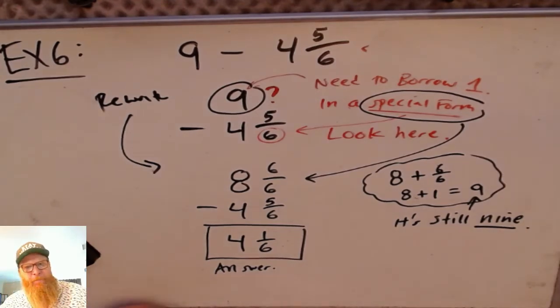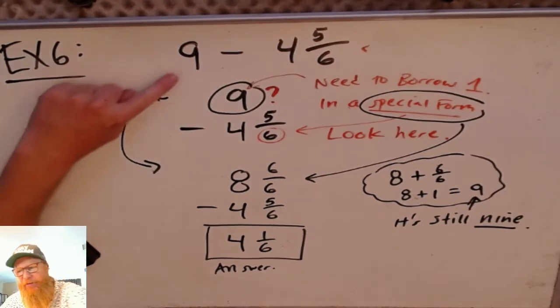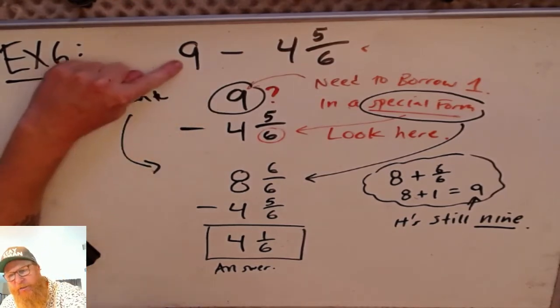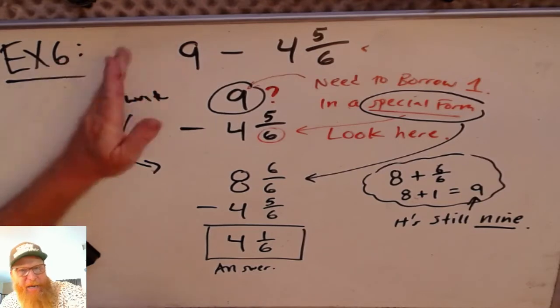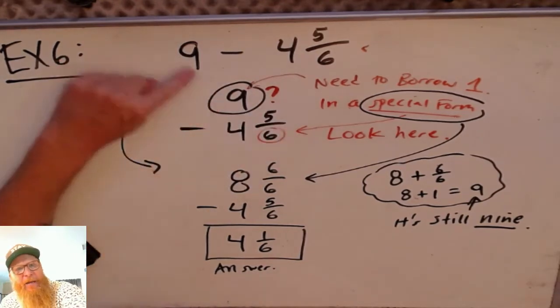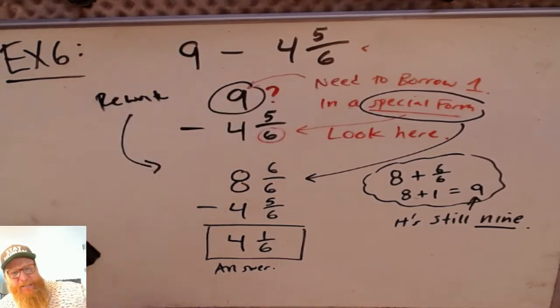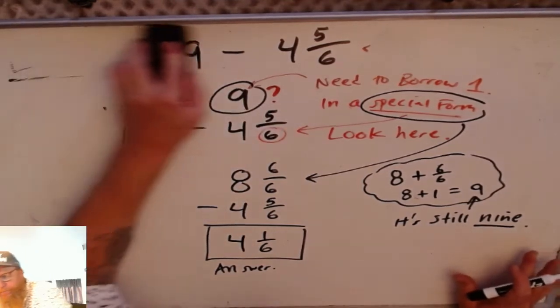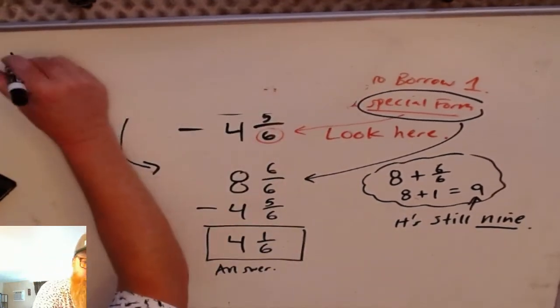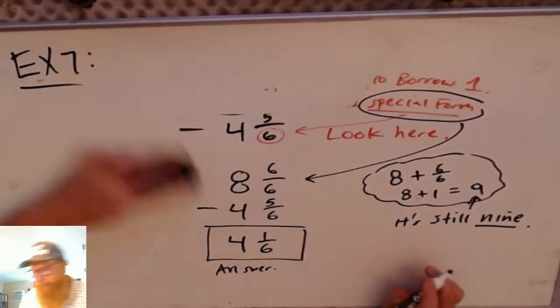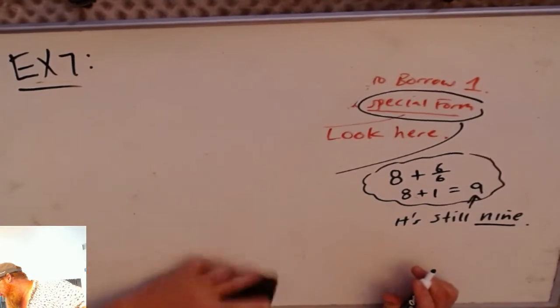All right. So that's the basic idea with subtraction. The first fraction, as you read it from left to right, must go on top when you're subtracting. And then if necessary, you're going to need to borrow. Let's try another one.